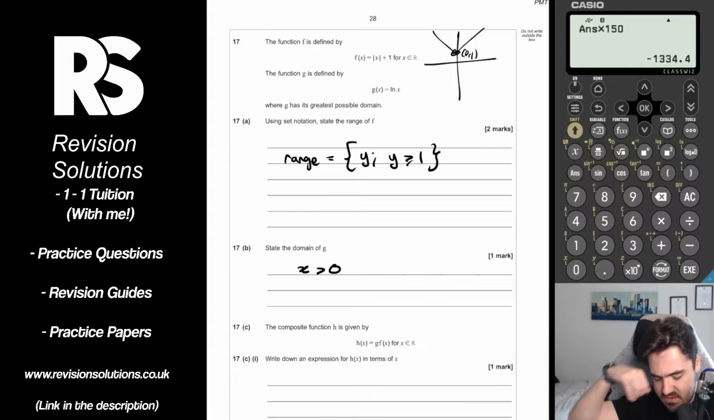Then part c says the composite function h is given by h of x equals g composed with f. So write down an expression for h of x. Wherever we see an x in g, we're going to plug in the entirety of f. So that would make h of x just the natural log of the modulus of x plus 1.